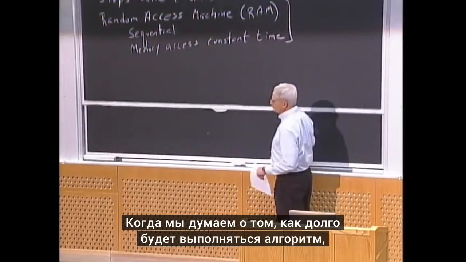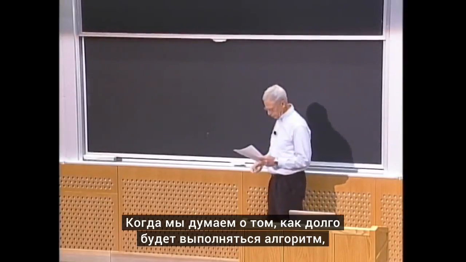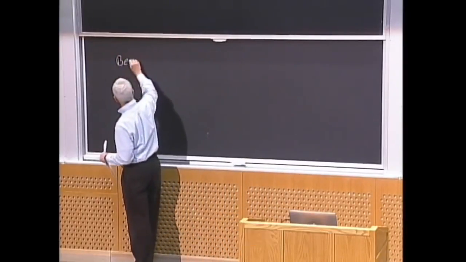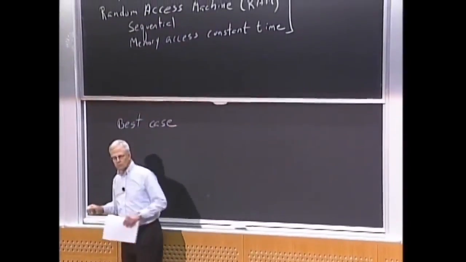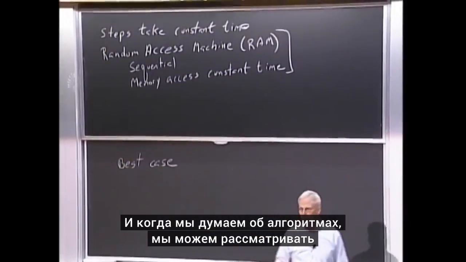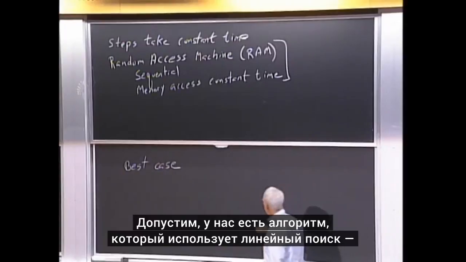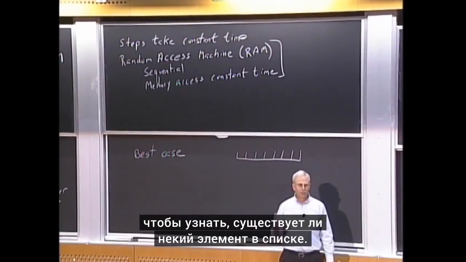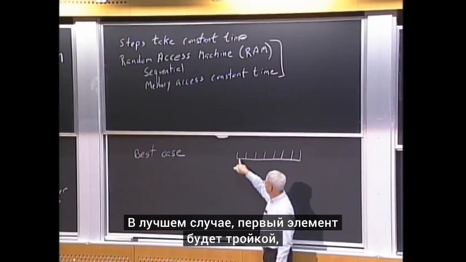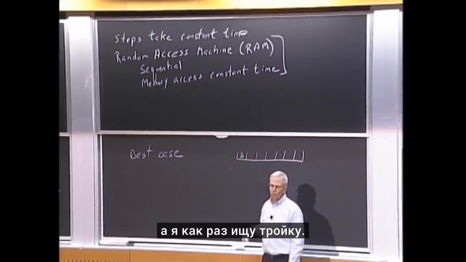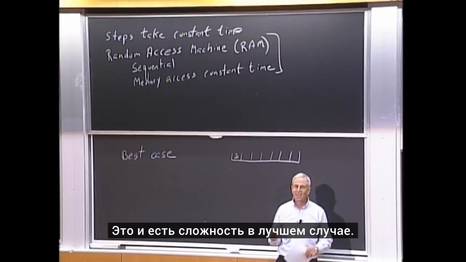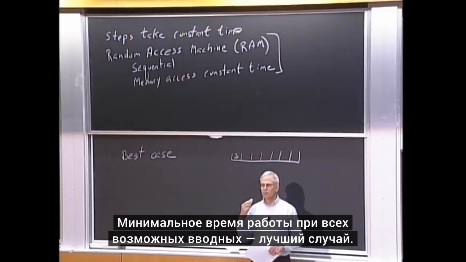Now, when we think about how long an algorithm will take to run, there are several different ways we could look at it. We could think of the best case. And as we think about these things, as a concrete example, we can think about linear search. So let's say we have an algorithm that's using linear search, we've looked at that before, to find out whether or not an element is in the list. Well, the best case would be that the first element is 3, and I'm searching for 3, and I find it right away, and I stop. So that would be my best case complexity. It's the minimum running time over all possible inputs is the best case.